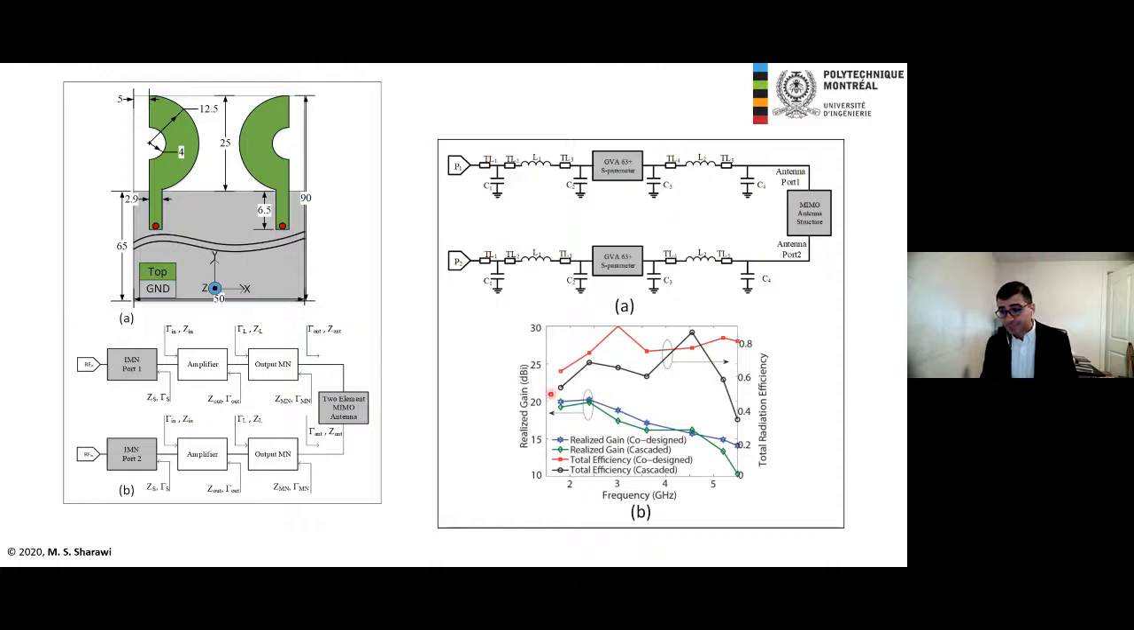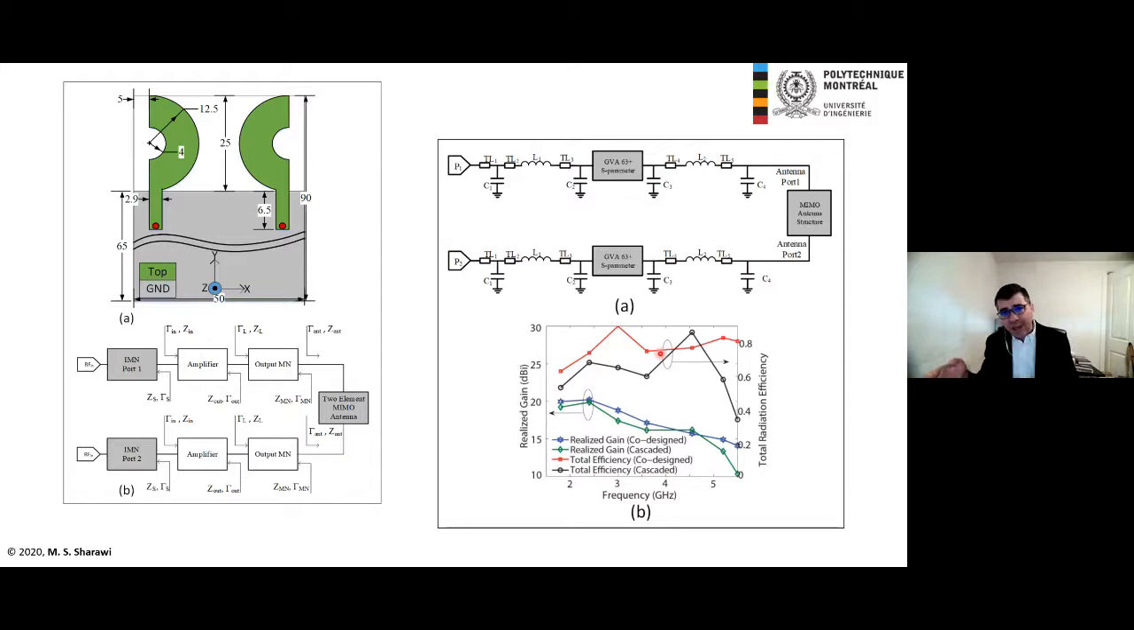As you can see here, the red curve is showing us significant advantages, more than 10% at certain points. And even at the band edge, we have almost 40% increase in the amount of efficiency as compared to the cascaded. Cascaded means you just put it 50 ohm to 50 ohm. Although 50 ohm is just one point in frequency, you cannot have 50 ohm over the whole band.